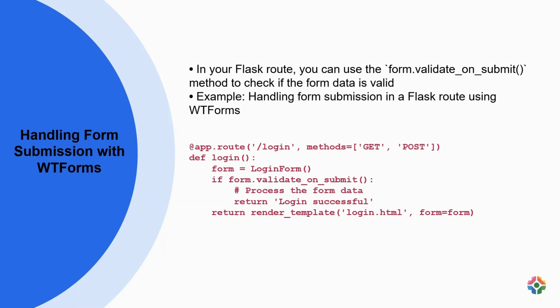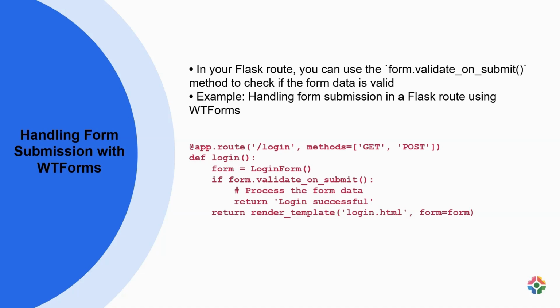In the provided example, a Flask route /login is defined for handling user login functionality. Upon receiving a GET request, an instance of the login form class, presumably a WTForm, is created and passed into the template rendering function for displaying a login form. When a POST request is received, i.e. form submission, the validate_on_submit method is called on the form object.